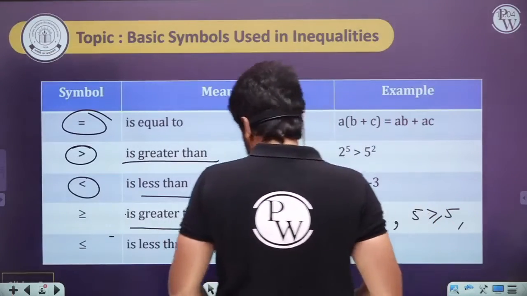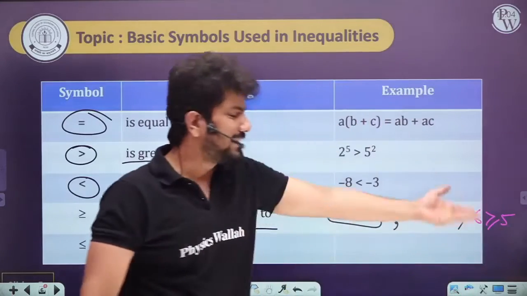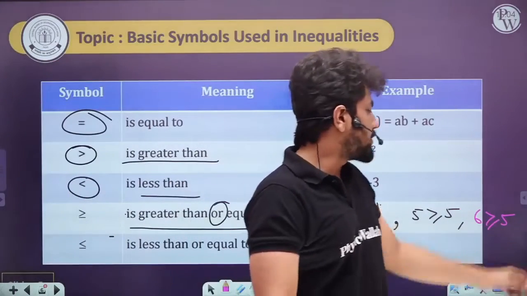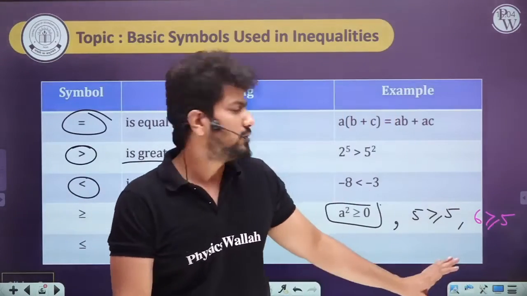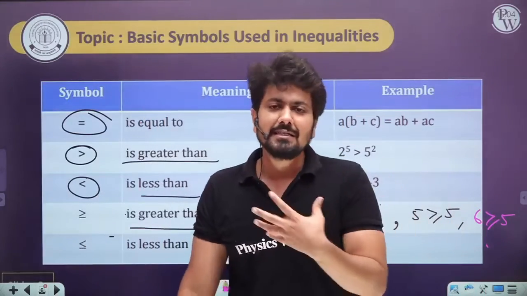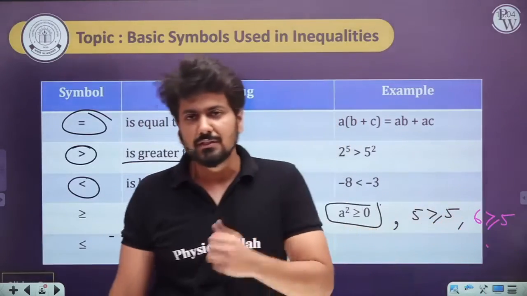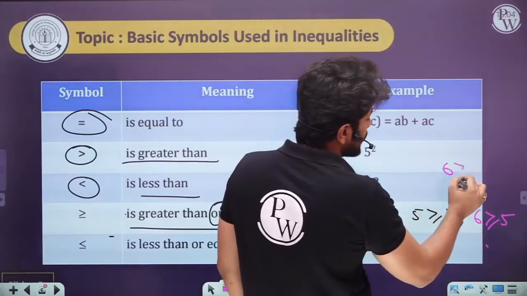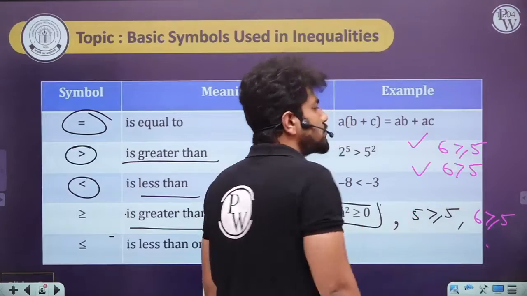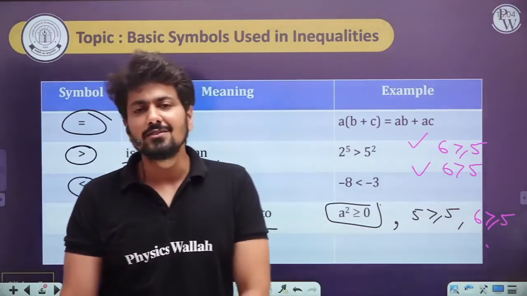6 greater than or equal to 5. That also works. You must be like, sir, 6 is not equal to 5. So why are we using greater than or equal to? Yes, we can use that. It means greater than or equal to. So if it is greater, 6 is greater than 5. Yes, it works. 6 greater than 5, this is also true. 6 greater than or equal to 5, this is also true. Both these statements are true. You can't say that the first statement is wrong.